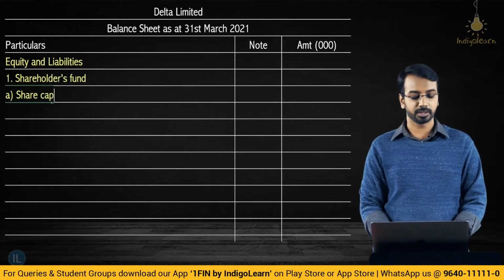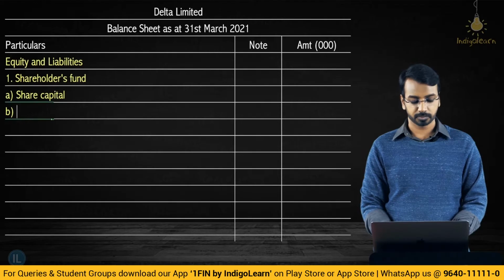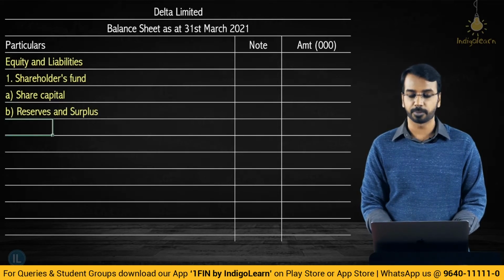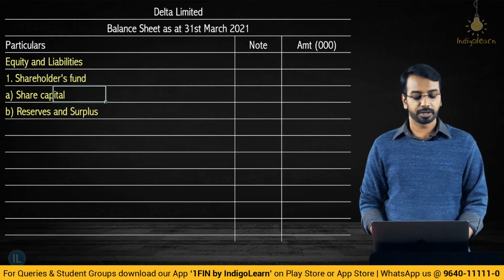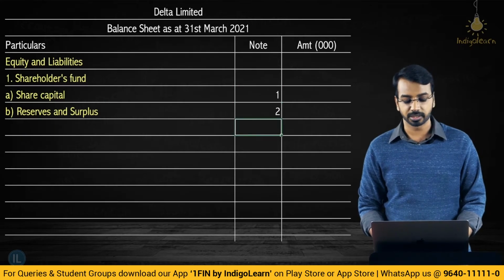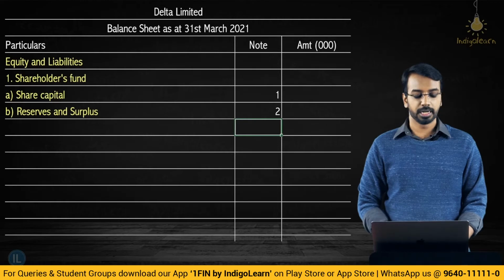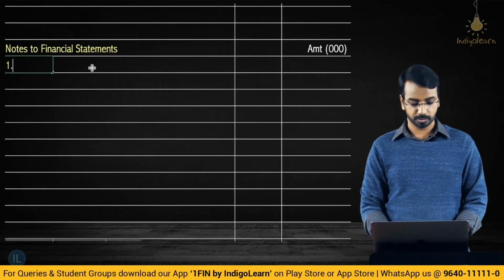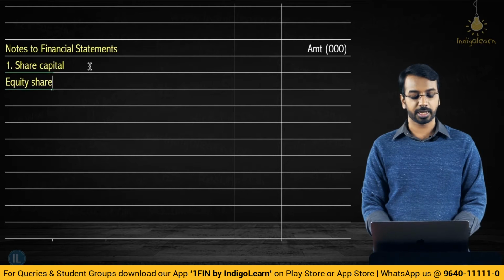Under that you have share capital and reserves and surplus, right. Then for each of these you will have a notes to account. So share capital and reserves and surplus will have notes to accounts, right. So let us go to the notes to account. Share capital. Now under share capital we have equity share capital.